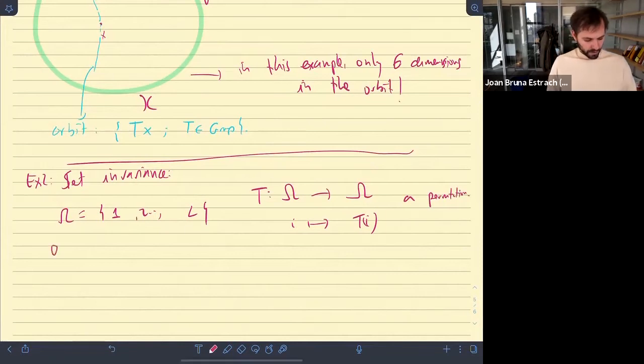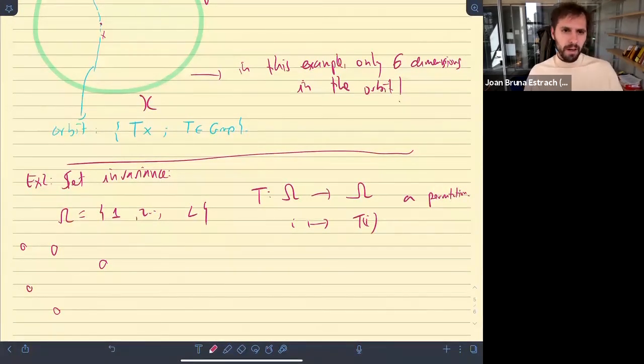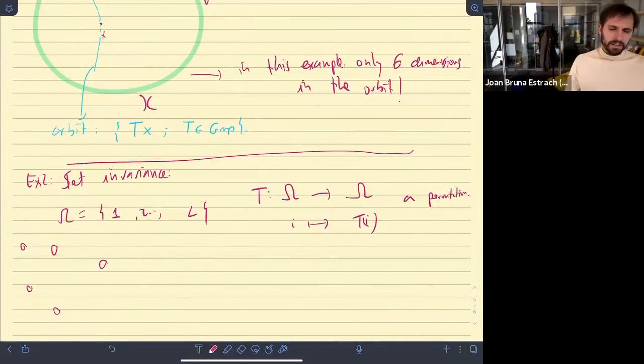Okay, so visually, I have a bunch of points, and the only thing is that the order of these objects is irrelevant. The only thing that matters is the collection of measurements I have on those things, but the order doesn't matter. So in that case, how large are the symmetries?